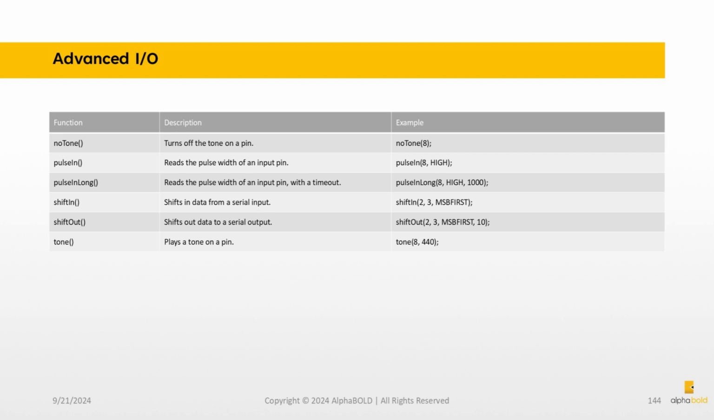The pulseIn and pulseInLong functions measure the duration of a pulse on an input pin, with pulseInLong offering a timeout to prevent indefinite blocking. The shiftIn and shiftOut functions facilitate serial communication using shift registers, allowing for expansion of digital I/O capabilities by sequentially reading or writing data bits.